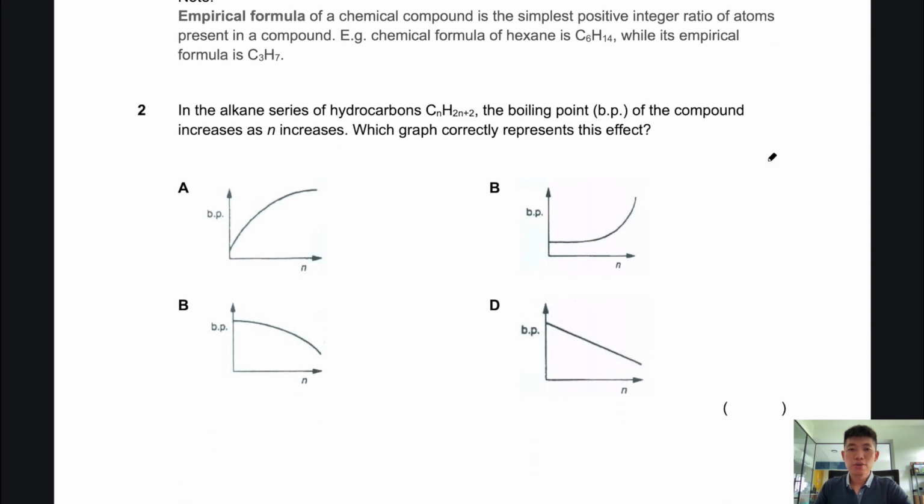Question 2. When we have more number of carbons, what happens to the boiling point? Larger molecule, boiling point increases. So we're going to look at a trend that looks more like graph A. Why is it not B? Because here the first part is horizontal and it doesn't accurately show the increase. It should always be increasing. So A would be a better answer.